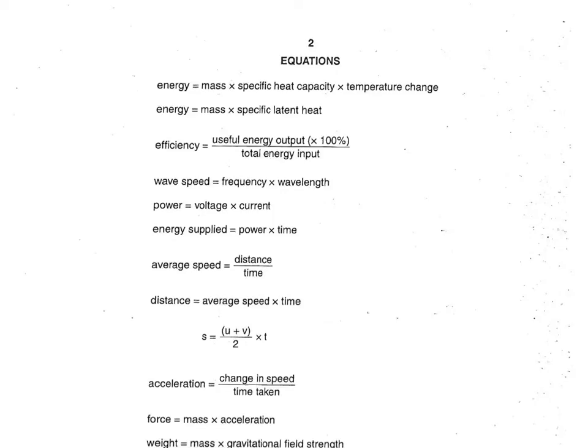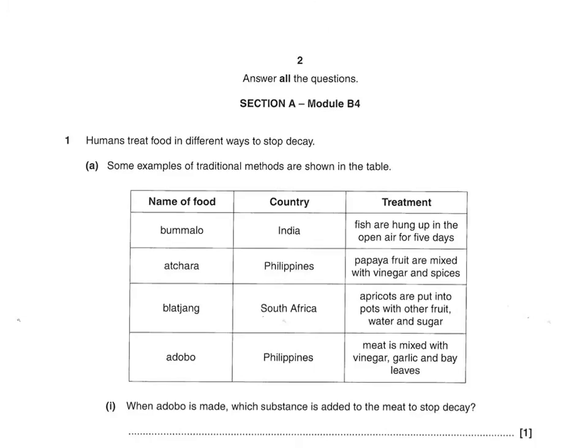Remember, you always have these equations at the front of your booklet. Use them in the physics section in particular. So the first section is the biology section. So first question, humans treat food in different ways to stop decay.